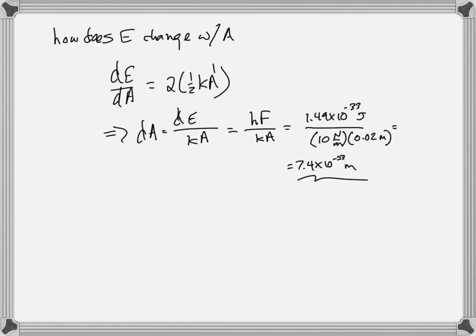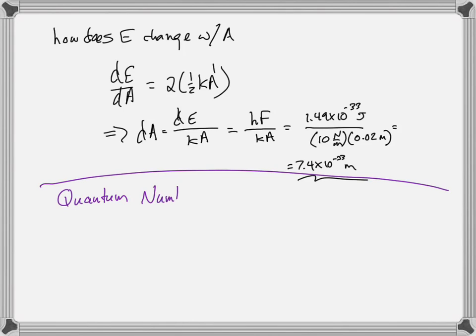Before we move on from this topic, let me define one more thing, something called the quantum number. A quantum number is simply the integer that represents a certain measurement. There are different kinds of quantum numbers, but in this case the quantum number is n, where E equals nhf.